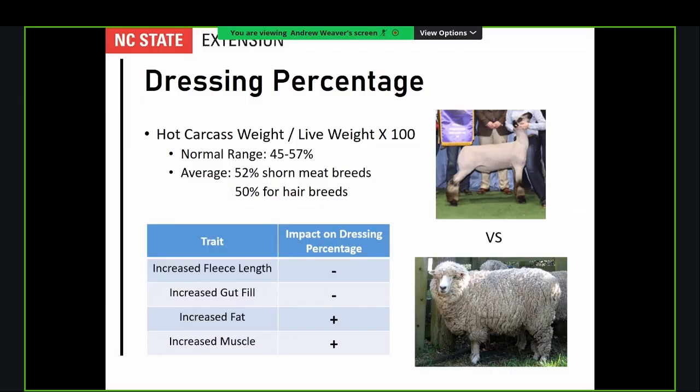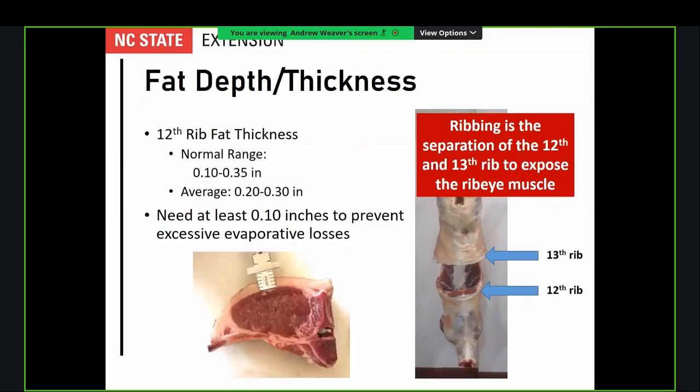In many of our hair breeds, if sheep are lighter muscled, leaner at the time of harvest, they're typically going to have lower dressing percentages. Whereas if we have meat type animals, really heavy muscled, stout, thick animals that have some fat cover on them, that are in relatively short fleece or short hair length at the time of harvest, those are going to have much higher dressing percentages.